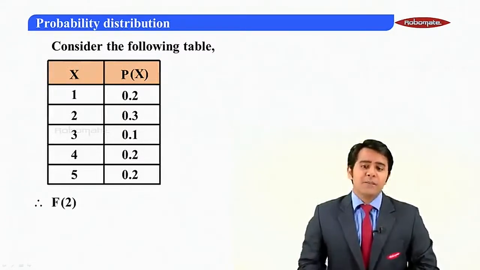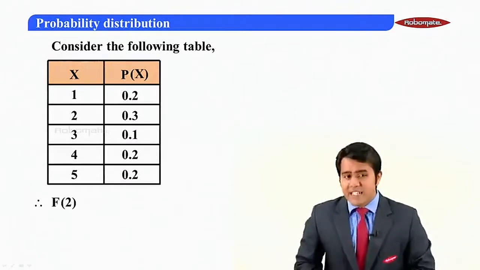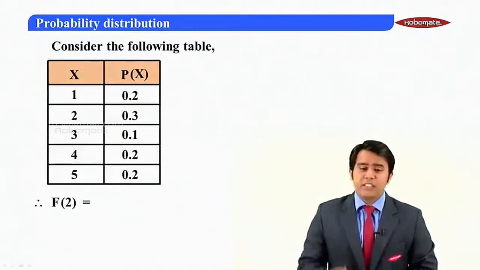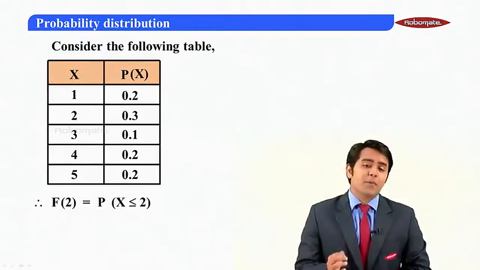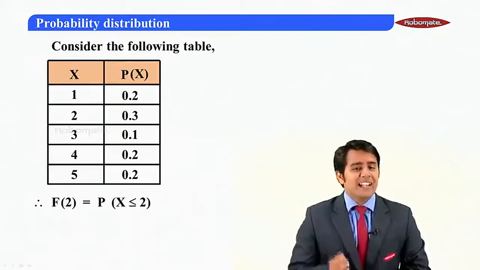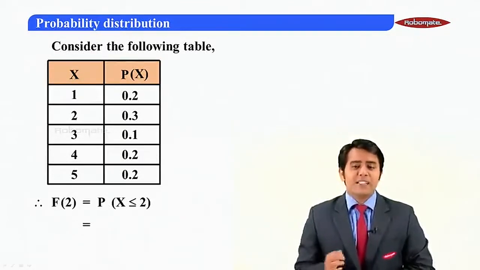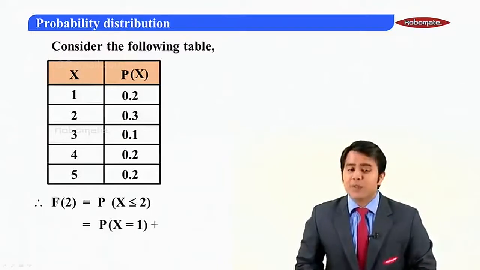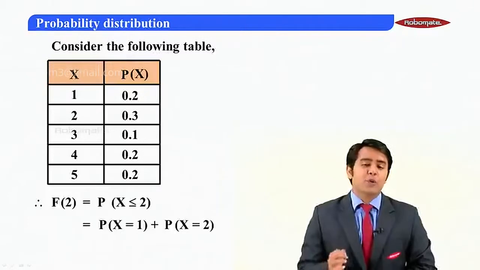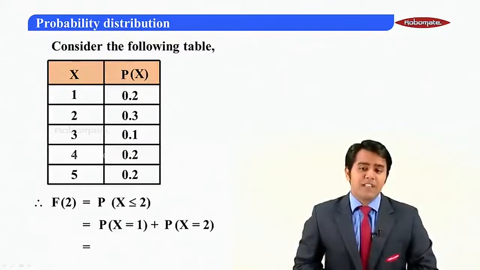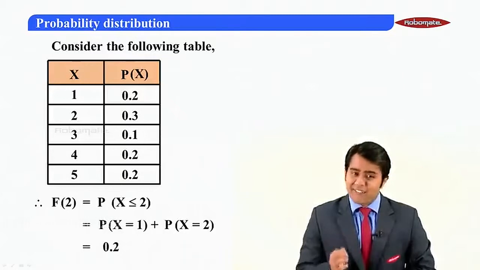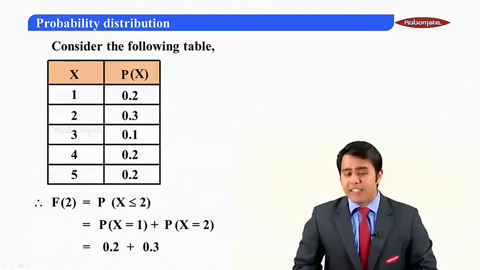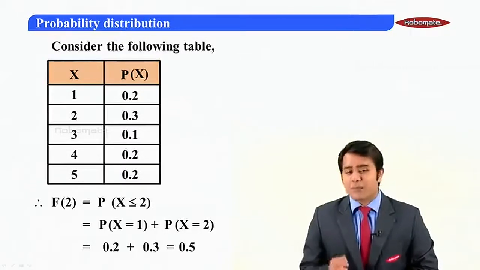Now moving further, F(2) we have studied just now. F(2) means the cumulative distribution for 2. So this will be nothing but the probability for X less than or equal to 2. And this is nothing but the sum of all the probabilities up to 2, which means I have to add P(X=1) and P(X=2). So the values from the table are as follows. For P(X=1), I have the value 0.2, and for P(X=2), the value is 0.3. So on adding these, I get the value 0.5.